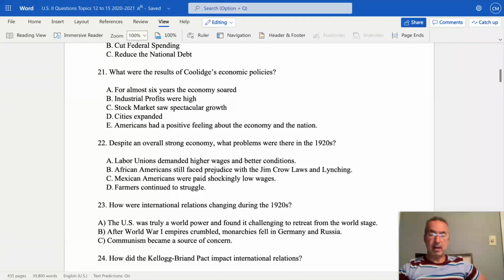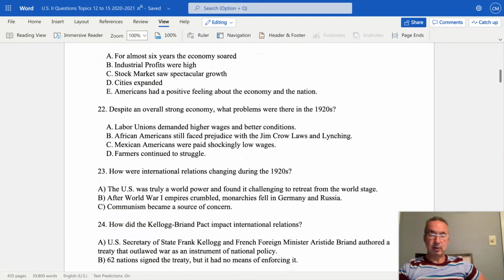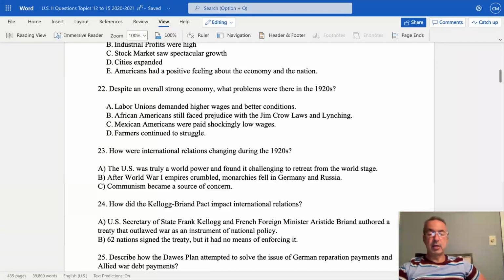24, how did the Kellogg-Briand Pact impact international relations? Well, many countries around the world were still reflecting back negatively on the horrors of World War I. United States Secretary of State Frank Kellogg and the French Foreign Minister Aristide Briand authored a treaty in which they outlawed war as an instrument of national policy.